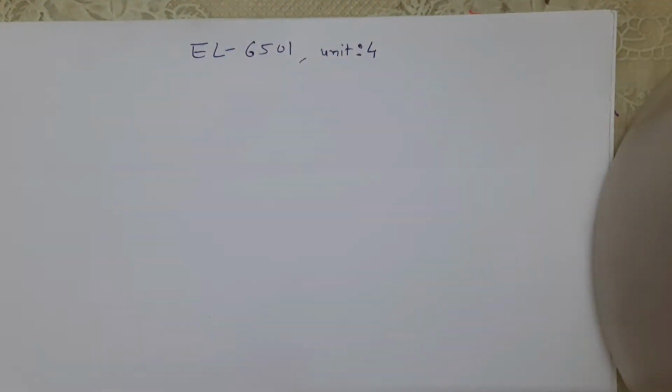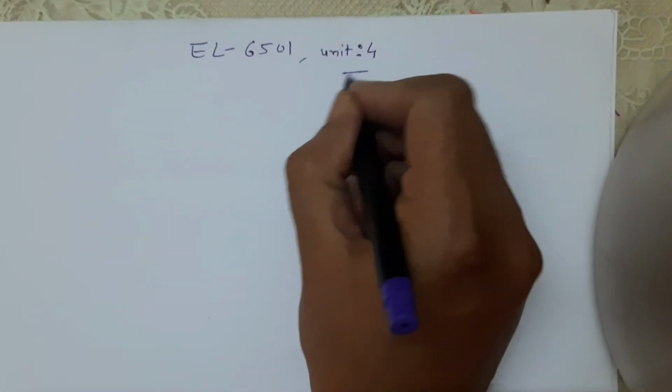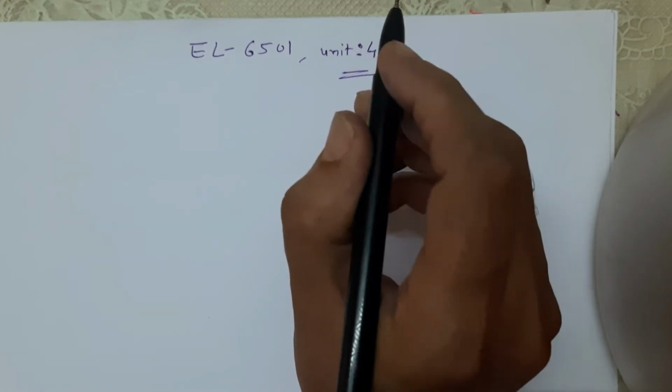Now, paper number EL6501, Unit 4, we are discussing now triac.